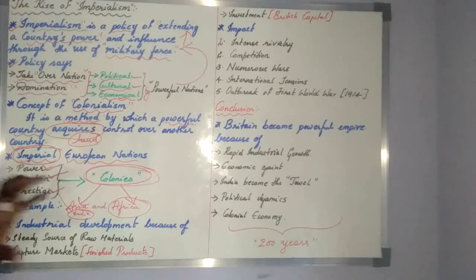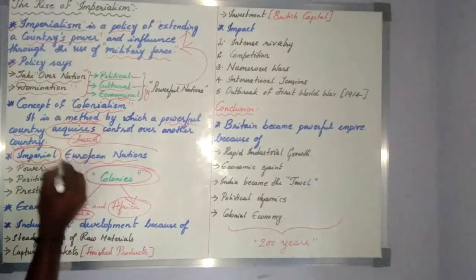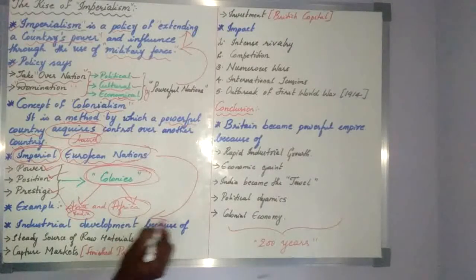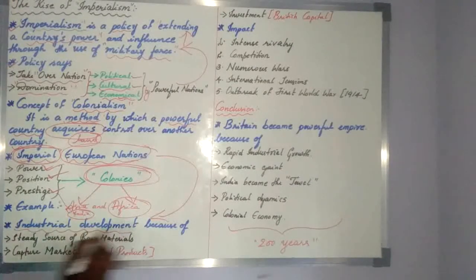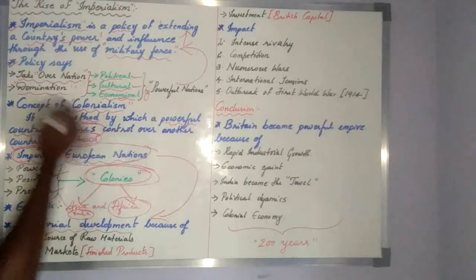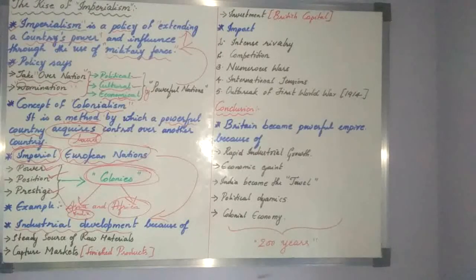What made them practice imperialism and colonialism? It was because of industrial development. They were getting enormous capital from their industrial development. That capital they wanted to invest and double. So that made them practice the concept of colonialism and imperialism.